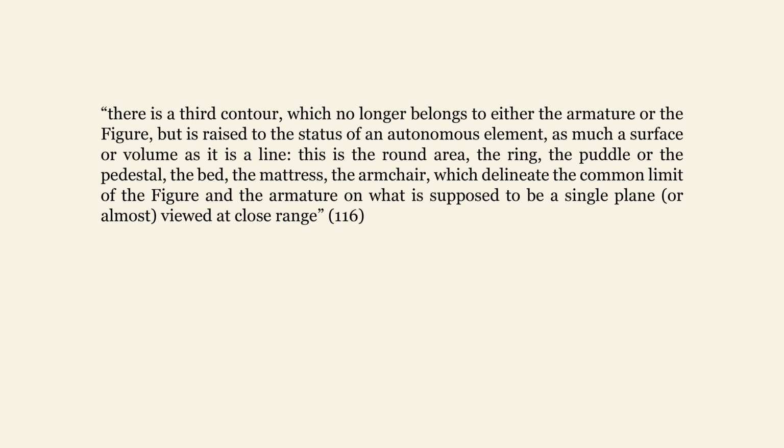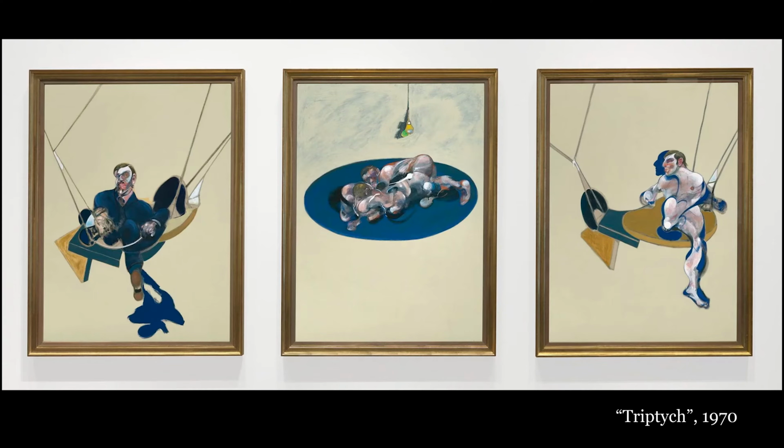This is the round area, the ring, the puddle or the pedestal, the bed, the mattress, the armchair, which delineate the common limit of the figure and the armature on what is supposed to be a single plane, or almost, viewed at close range. So now the contour is not exactly around the form, but somehow below it, and bringing it into being, as it were, in the same way perhaps that concepts in philosophy are created.